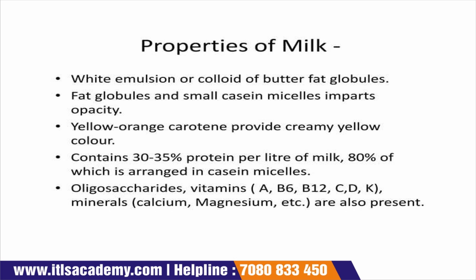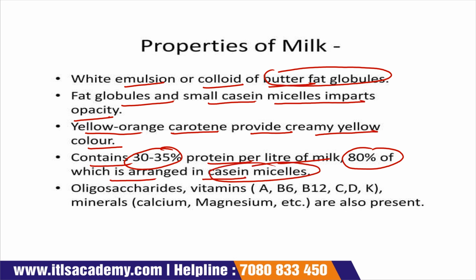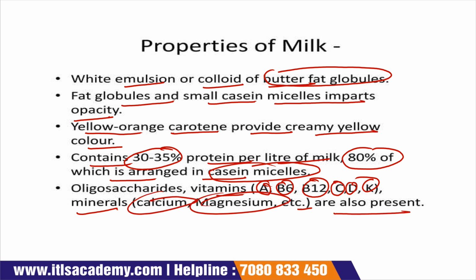Now see what is written on the slide. A wide emulsion or colloid of butterfat globules. Fat globules and small casein micelles impart opacity. Yellow-orange carotene provides the creamy yellow color. It contains 30 to 35% protein per liter of milk, 80% of which is arranged in casein micelles. Oligosaccharides, vitamins like A, B6, B12, C, D, K, and minerals like calcium, magnesium, etc. are also present.